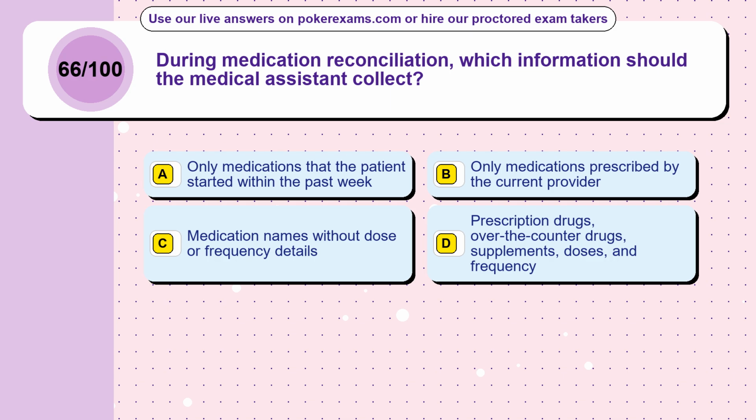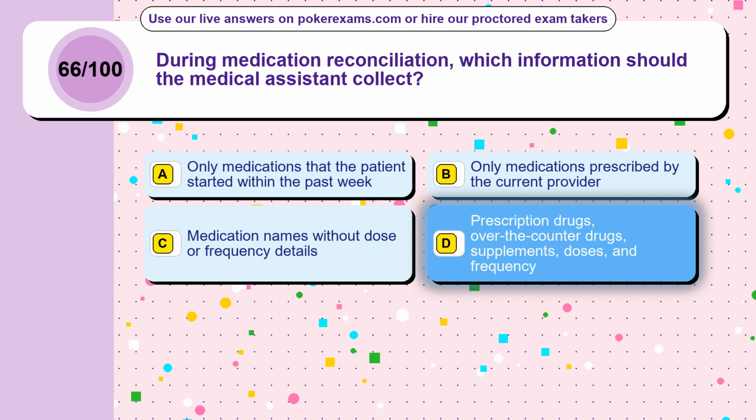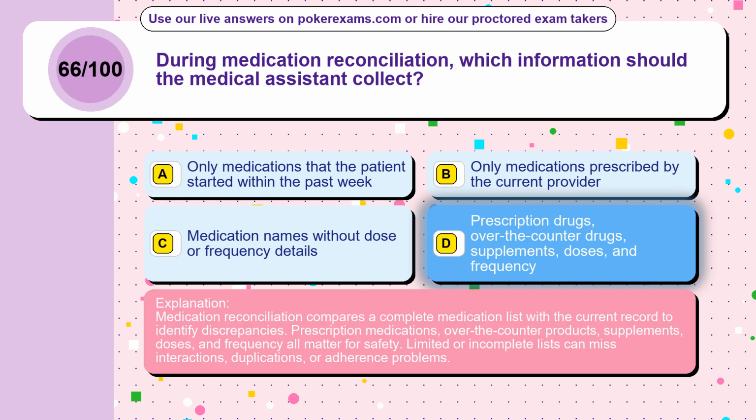Option D, prescription drugs, over-the-counter drugs, supplements, doses, and frequency. The correct answer is option D, prescription drugs, over-the-counter drugs, supplements, doses, and frequency. Medication reconciliation compares a complete medication list with the current record to identify discrepancies. Prescription medications, over-the-counter products, supplements, doses, and frequency all matter for safety. Limited or incomplete lists can miss interactions, duplications, or adherence problems.